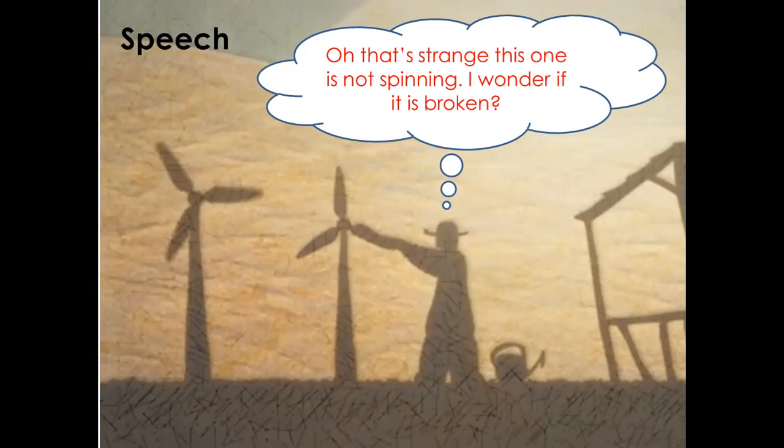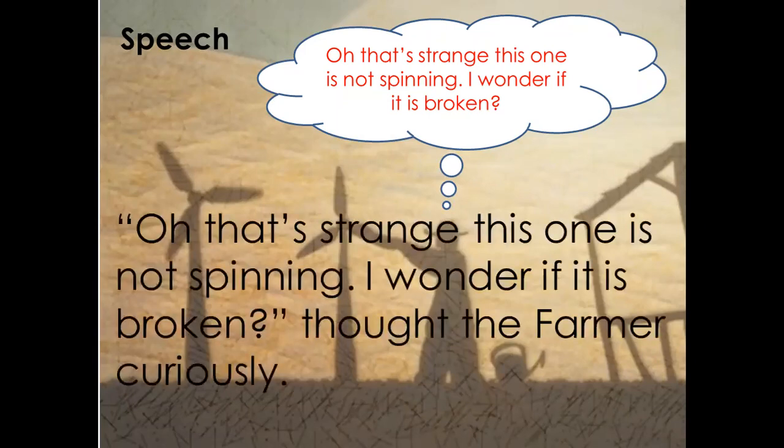This one's not spinning. I wonder if it's broken. That is what the character was thinking. So if I show you here, you can see it. What would it look like in text? You can see the speech marks start it. The speech marks end where it says broken. You've got a question mark, which, I'm sorry, the font makes it a really silly little question mark. I don't really like that. But the question mark ends that sentence, and then you start the last bit that tells us who had that thought. Thought the farmer curiously.